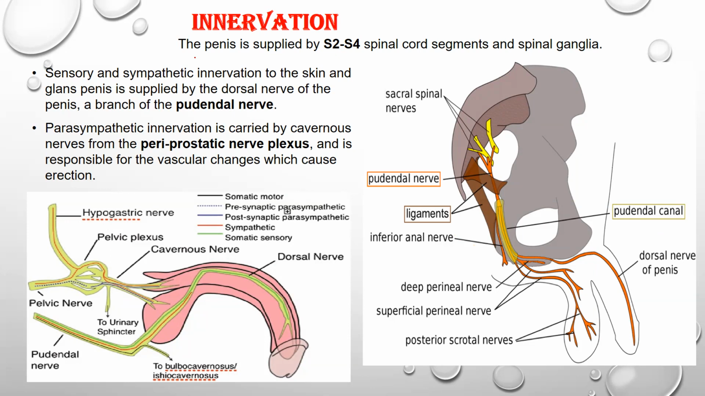Okay. Parasympathetic innervation is carried by the cavernous nerve from the periprostatic nerve plexus and is responsible for vascular changes which cause erections. But the sensations are going to go towards the brain, isn't it?